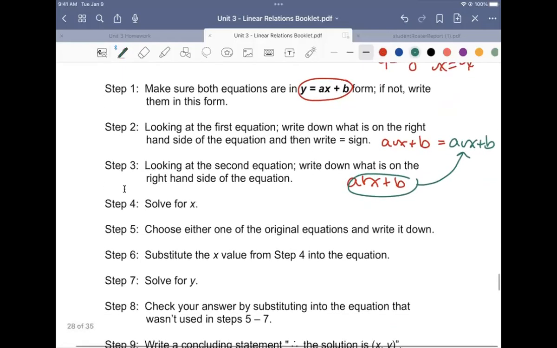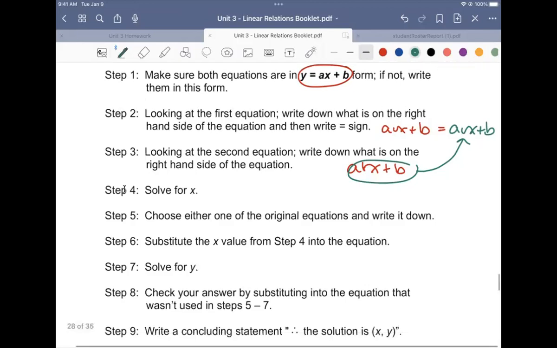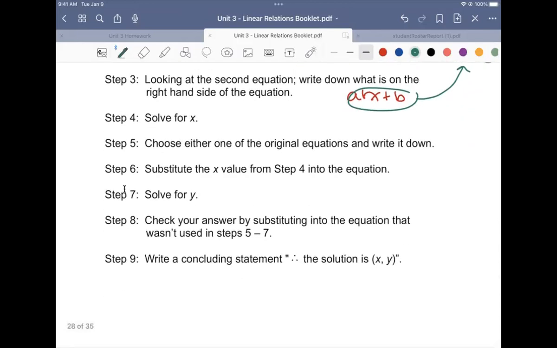Then I can solve for x, because at this point, I'm going to take x from both equations and make sure that they are the same. Once I know that value, I'm going to substitute it into either one of the equations and solve for y. I can then double check my answer by substituting it into the equation that I did not originally use, and then write my conclusion statement of, therefore, the solution is so and so.